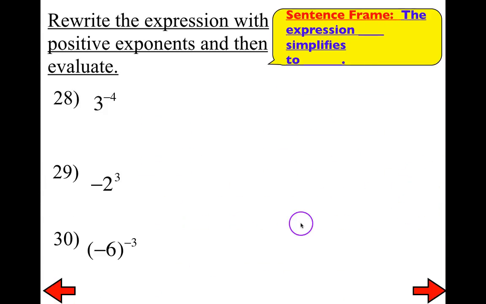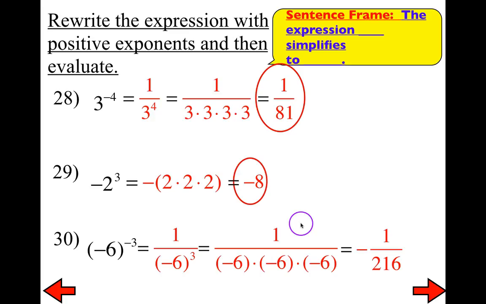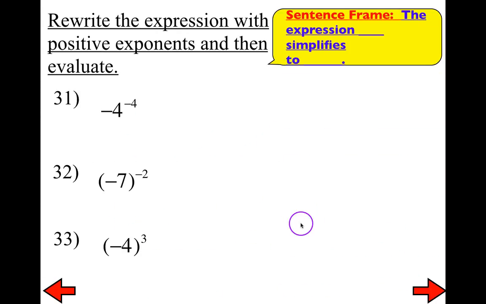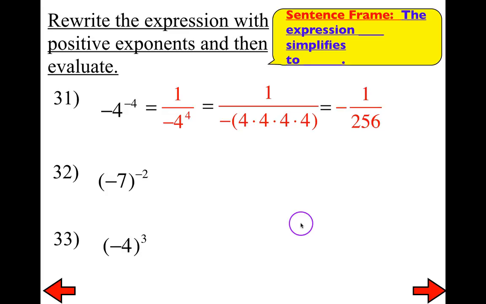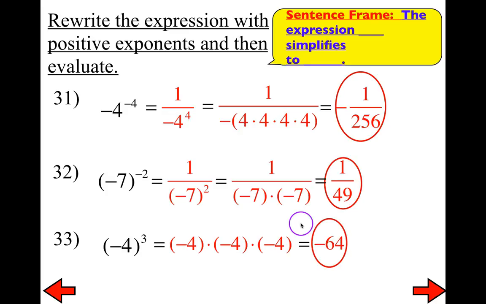Okay, moving on. Number 28, the answer would be 1 over 3 to the fourth. Number 29 would be negative 8. Number 30 would be negative 1 over 216. Last page, number 31 would be negative 1 over 256. Number 32 is going to be 1 over 49. And then number 33 will be negative 64. So feel free to pause the video, check out the work, and see what you did wrong or if you got the answers right.